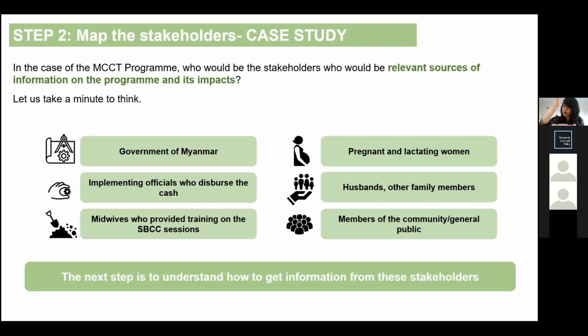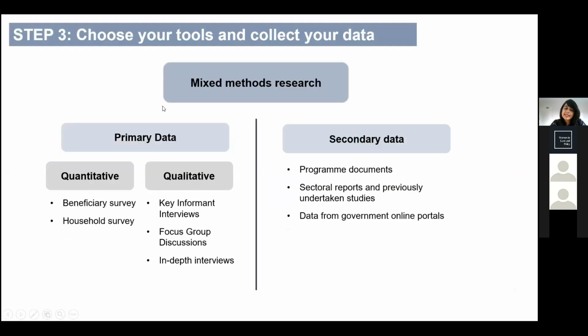So first, you've started with principles. You've said, okay, I will use mixed methods research and I will make my design participatory. Second, you've mapped stakeholders. You've understood, okay, these are the people I need to consult to understand how a program is functioning. The third step is understanding how to get information from these stakeholders. What are the tools you will use to get information from the people that you've just identified? And that's where we come in terms of mixed methods research.